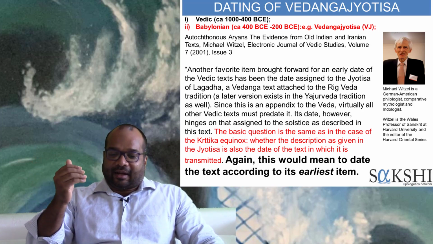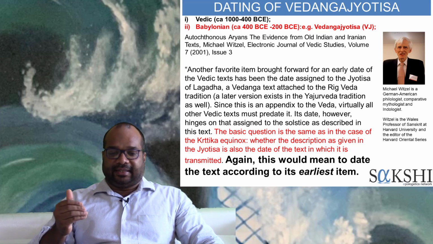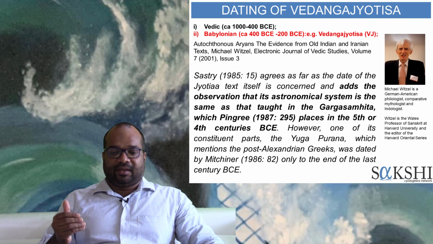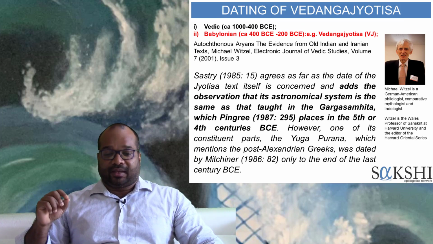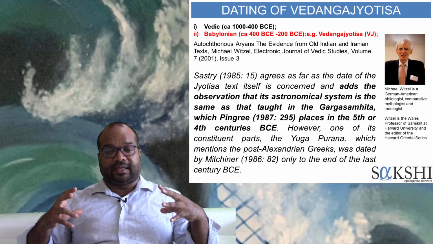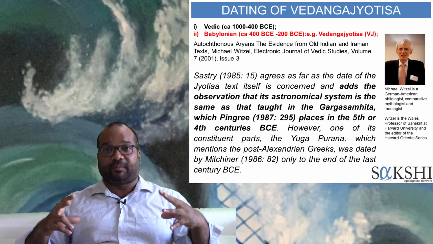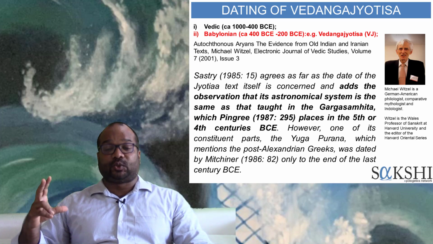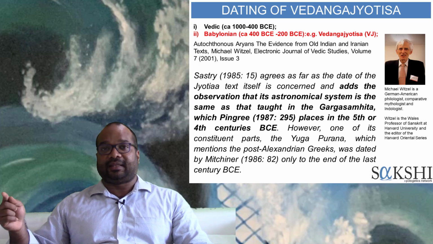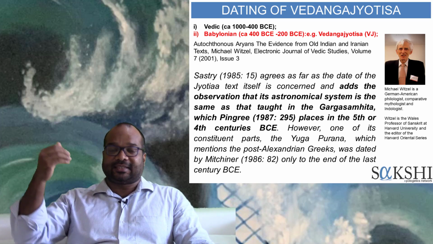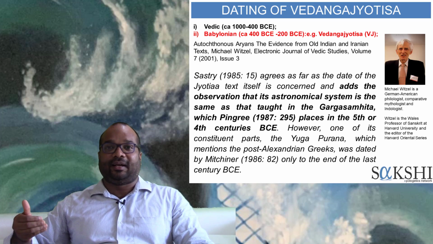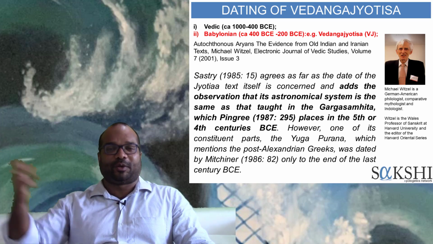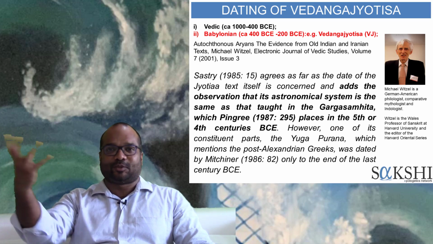We will leave that. Michael Witzel goes on to point out, in The Autochthonous Aryans? The Evidence from Old Indian and Iranian Texts, which he published in the Electronic Journal of Vedic Studies, volume 7, that the astronomical system, and some of the Hindutva scholars themselves would agree, mentioned in the Vedanga Jyotisha is very similar to the Gargasamhita. We will look at why the importance of this book is referred to here. Because if it is similar to the Gargasamhita, which is more or less copied from outside, then the astronomical system is borrowed from outside.